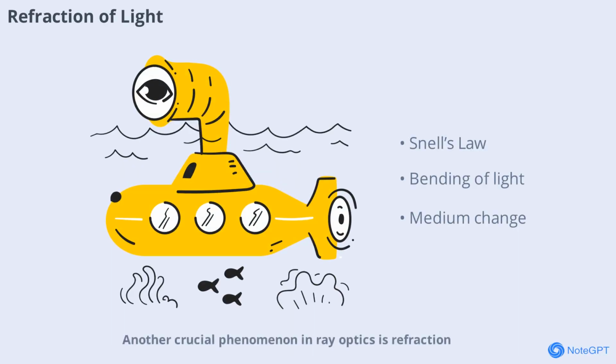Another crucial phenomenon in ray optics is refraction. When light passes from one medium to another, such as from air into water or glass, it changes direction. This bending of light is called refraction and is governed by Snell's law. Refraction is responsible for many optical effects like the apparent bending of a straw in a glass of water. It's also the principle behind lenses, which are the heart of most optical instruments.